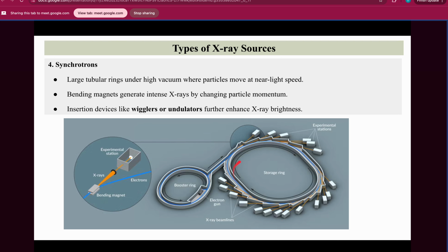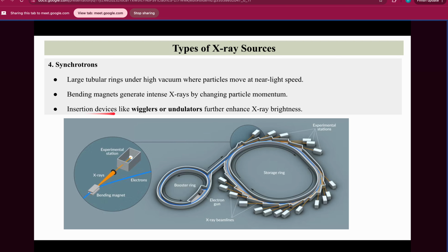As you can see in this figure, this is just a representation. There are multiple places, as you can see, wherever the X-ray will be moving. There are bending magnets, and at each level they will increase the momentum of the X-rays. With this, the X-rays are intensified at each level. That's why they generate X-rays with high intensity.